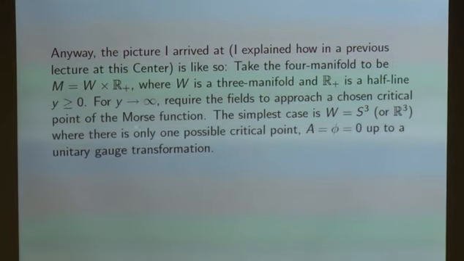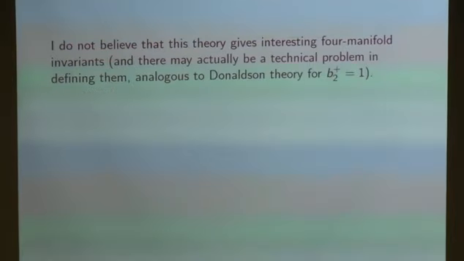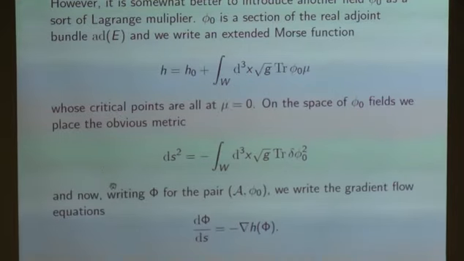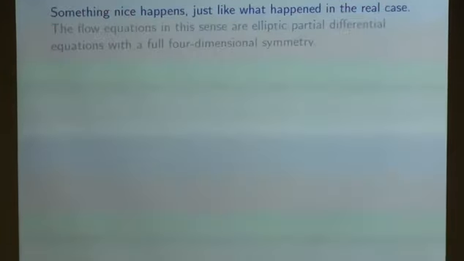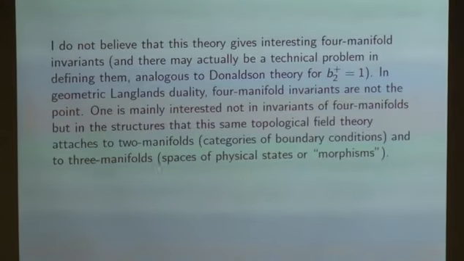For y going to infinity, we require the fields to approach a chosen critical point of the Morse function. The same Morse function we had before. So I guess we are using Morse theory. I shouldn't be so bashful. We have this Morse function here. We pick a critical point of it, and we ask that at y equals infinity, the fields start there.